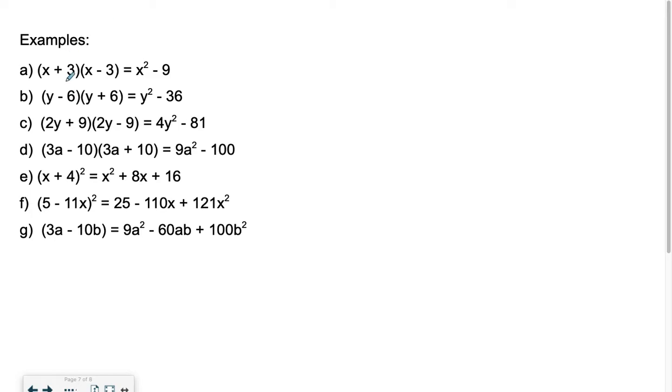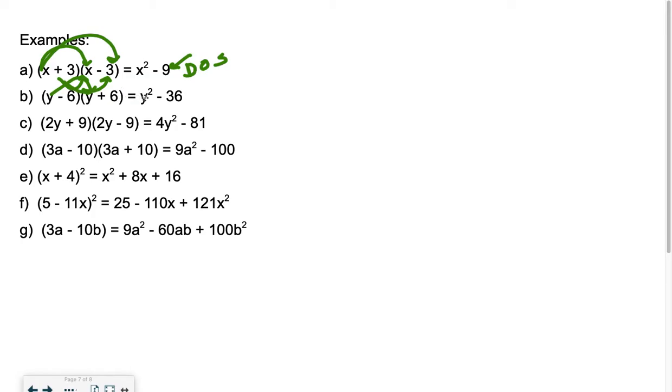Here are some more worked out examples. So again, I'll just walk you guys through to show you. So we have x times x, which is x squared, x times negative 3, which is negative 3x, plus 3x, minus 9. So the middle terms actually canceled. This is known as a difference of squares, two perfect squares.